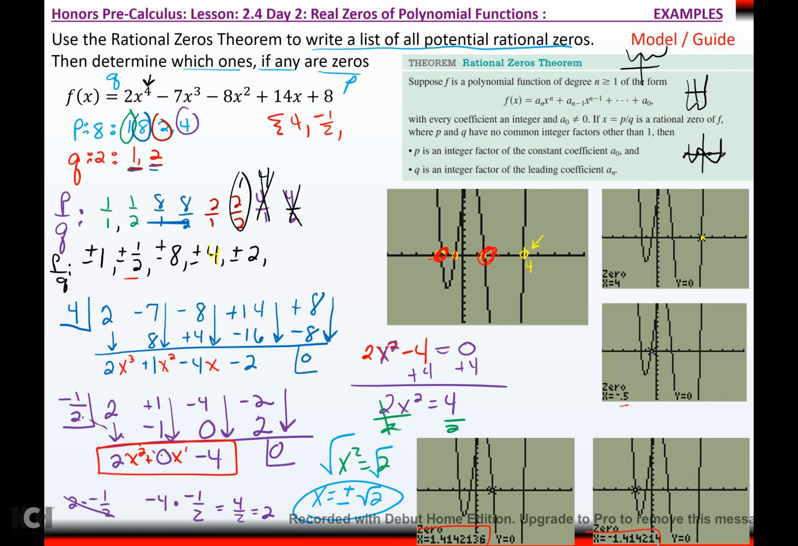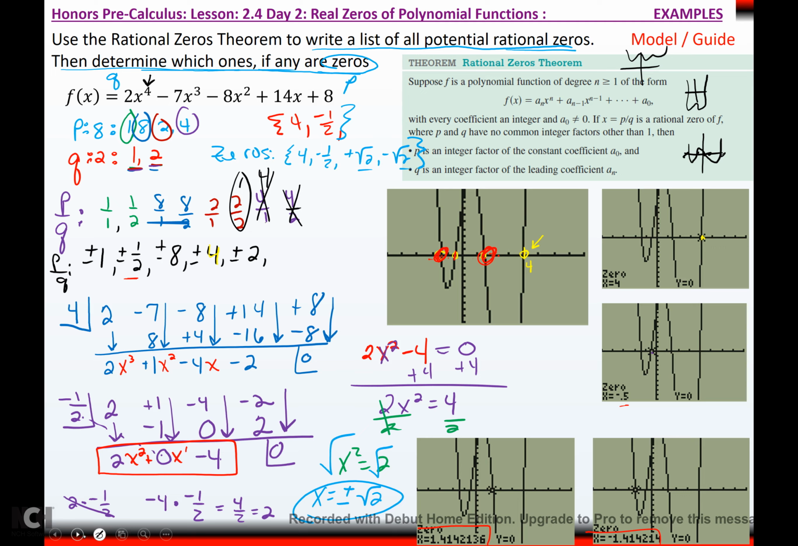Alright, so it says, write a list of all potential rational zeros and determine which ones, if any, are zeros. The only ones in my list that are zeros are 4 and negative 1/2. If it asked you to find them all, I just kind of did it all in one problem. To answer this question alone, that would be my answer. To find all of the zeros, irrational and rational, then your list would include 4, negative 1/2, positive square root of 2, and negative square root of 2. Notice these are not in the list because they're not rational.